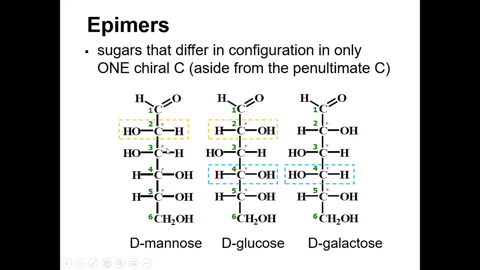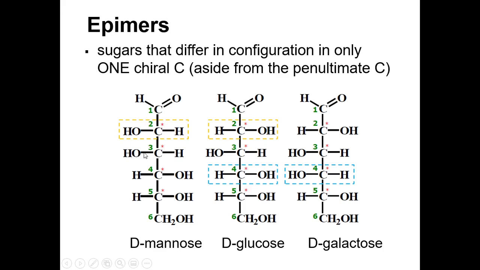For example, this one, D-mannose and D-glucose are both epimers. So why do we say that mannose and glucose are epimers? Simply because if we look at carbon 3 and carbon 4 in mannose and glucose, they are the same. Okay? So we don't consider anymore the penultimate carbon, the carbon number 5.